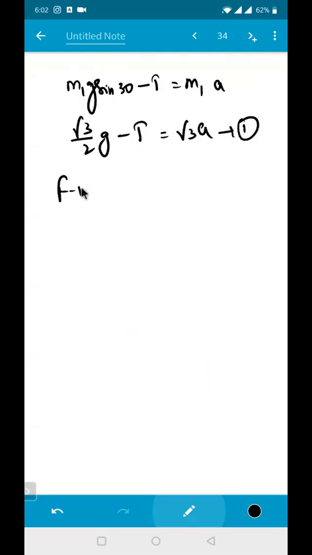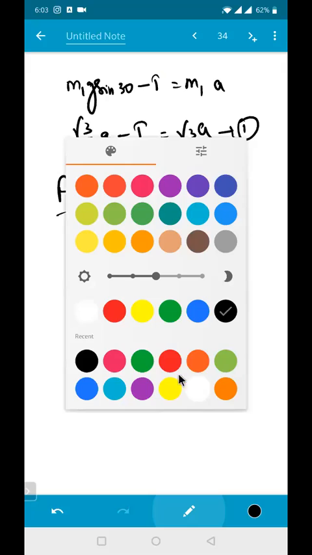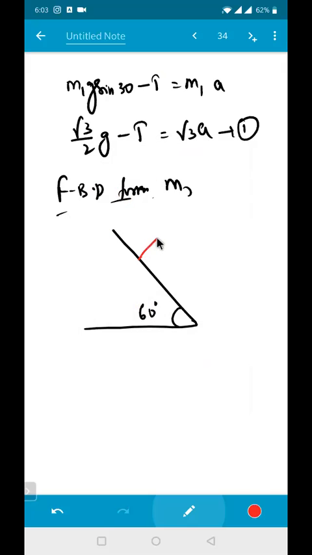The same way, if I take an FBD for M2, this is your diagram right now. This angle is given as 60 degrees. Now what all forces are acting on this body? There is one block, this is M2. There is a normal acting on it, which is N2. This body is moving in the upward direction with an acceleration a. Weight of the body is acting in the downward direction, that is M2 into g.